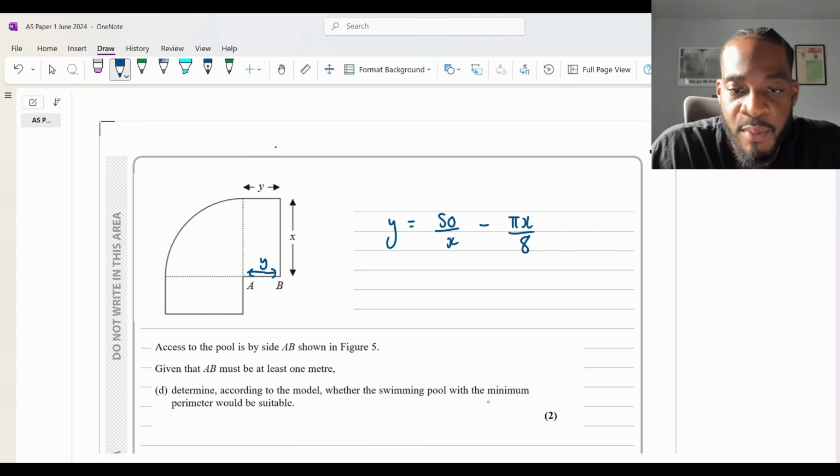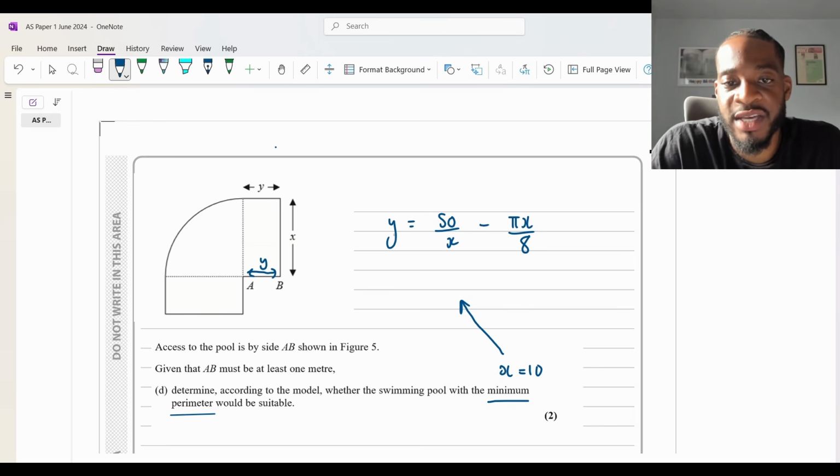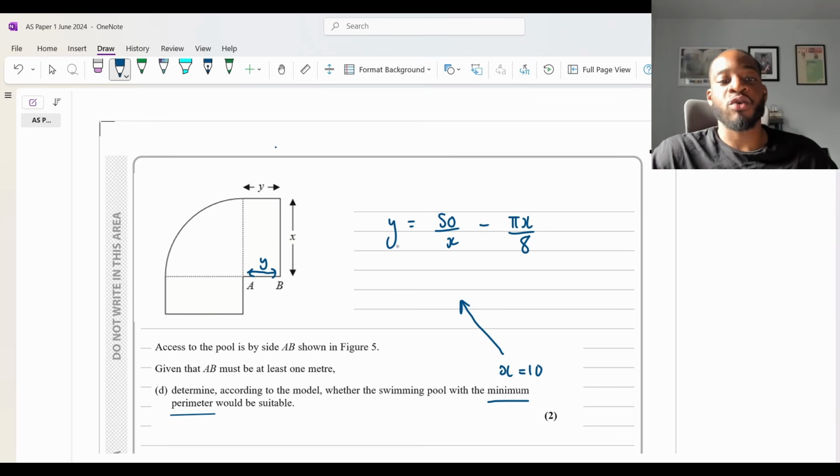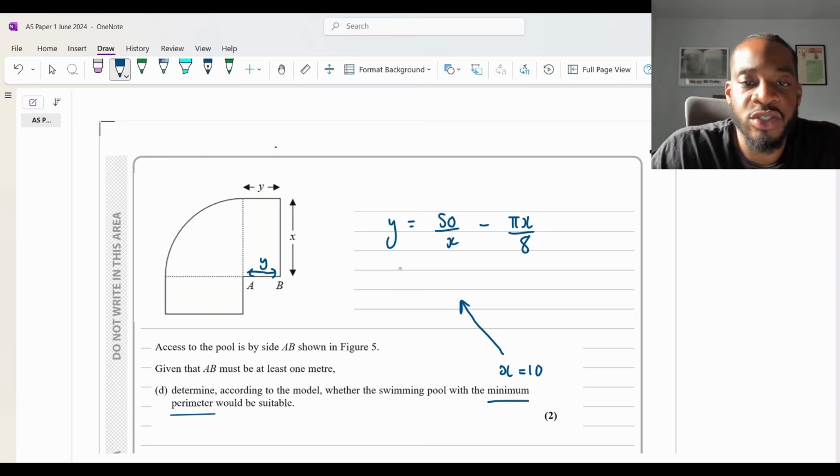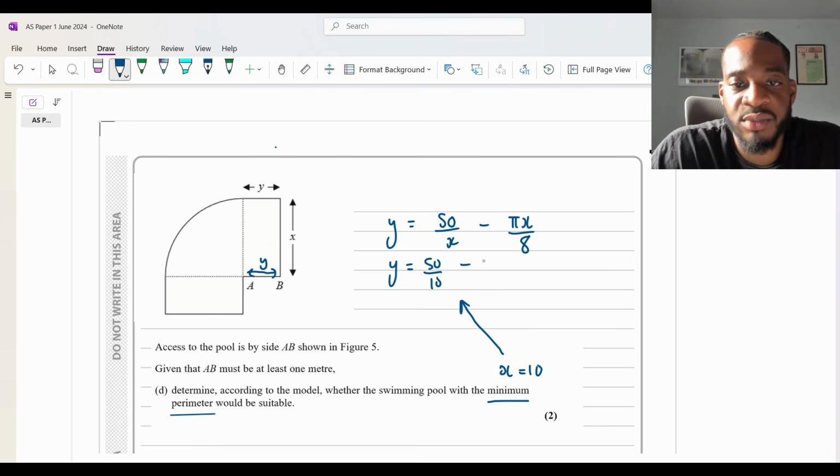Well, when the perimeter was at its minimum, we showed that that was when x was equal to 10. So all we need to do is plug in x equals 10 into our expression for y and see whether or not it's more than 1 meter. If it's more than 1 meter, then it's suitable. If it's less than, then it's not, right? So let's plug it in and see what we get. We're going to have y equal to 50 over 10 minus pi lots of 10 divided by 8.